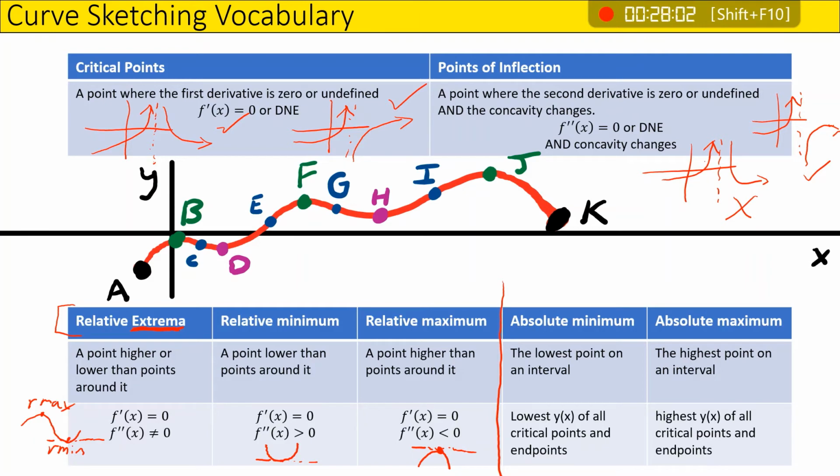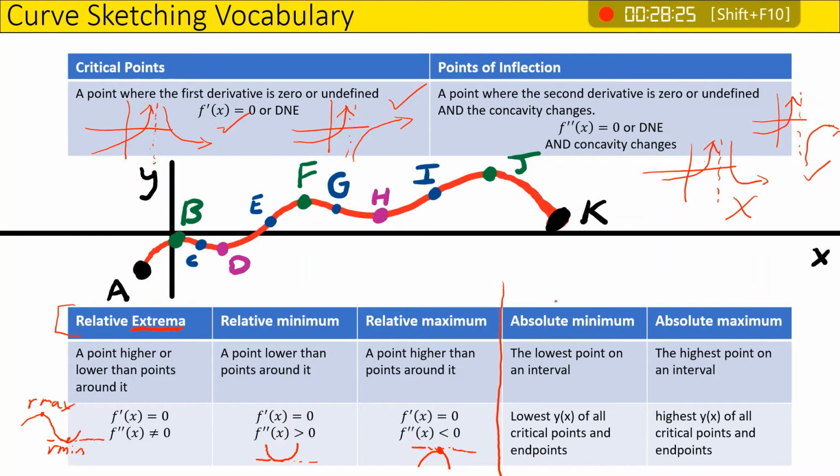Then for the last two, for absolute minimum and absolute maximum, these do not have to have a slope of 0. It's okay to have a critical point. Critical points, that's a point where the slope is 0 that isn't a minimum or a maximum. But we don't have to have a critical point in order to be the absolute minimum or maximum. This just means the highest or the lowest point.